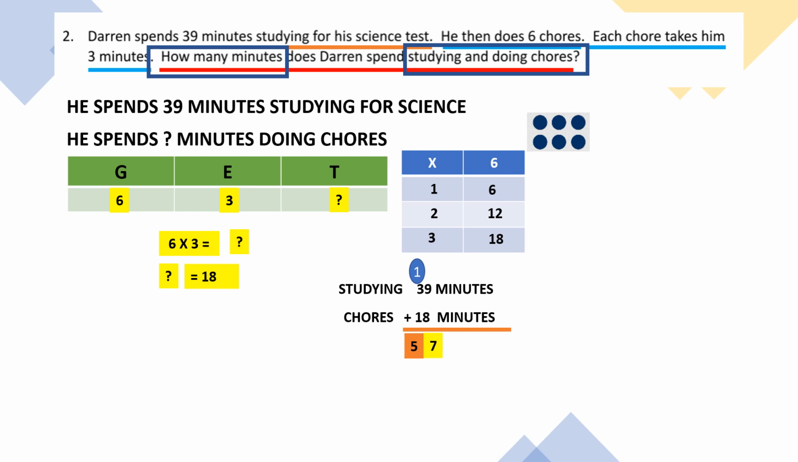So that means that my answer is 57. So that means that Darren spends 57 minutes studying and doing chores. That's my answer. Now would be a good time to go ahead and pause the video so that you can check your work to make sure that you have the same information that I have. After you pause your video, we're going to unpause your video. We're going to move on to number 3.